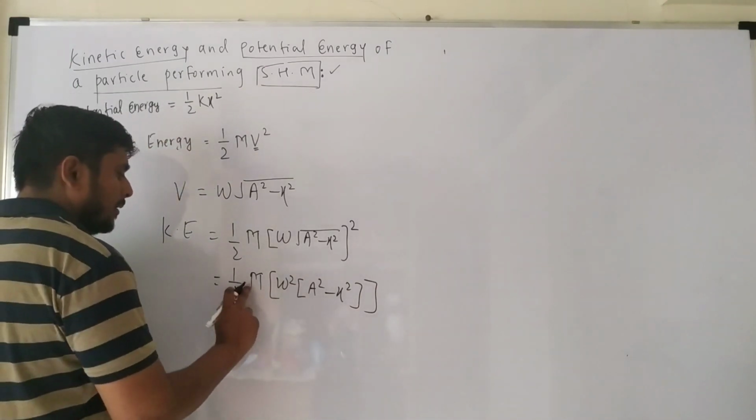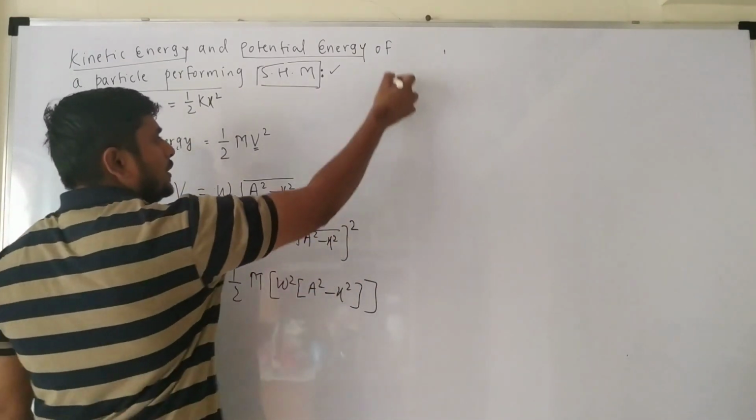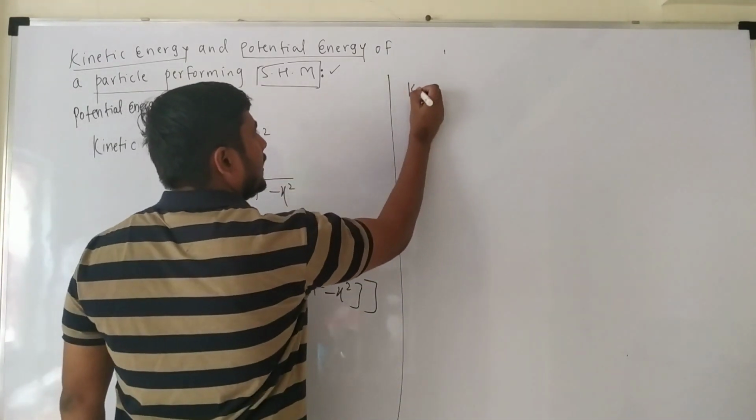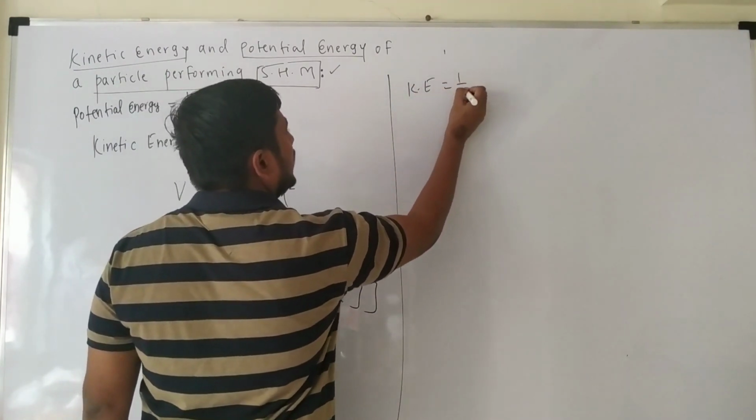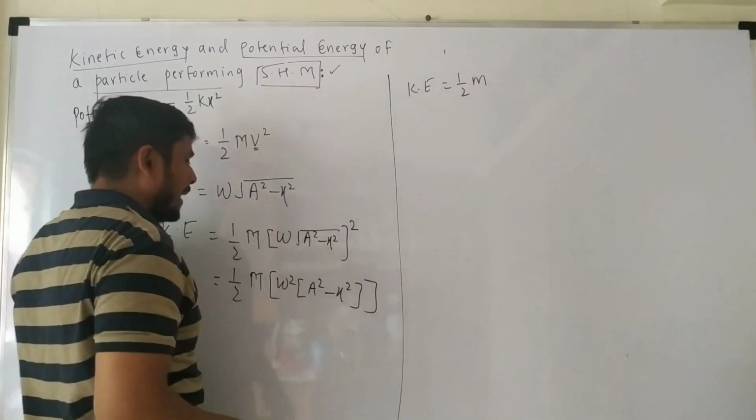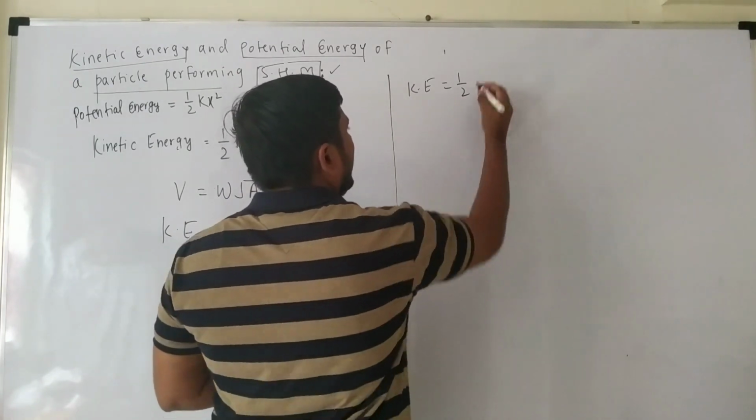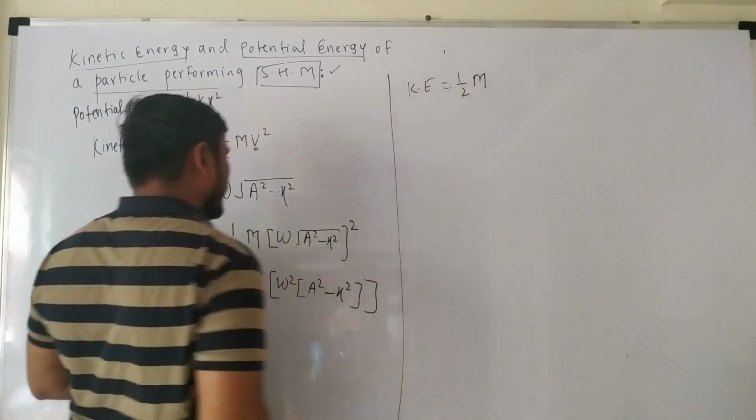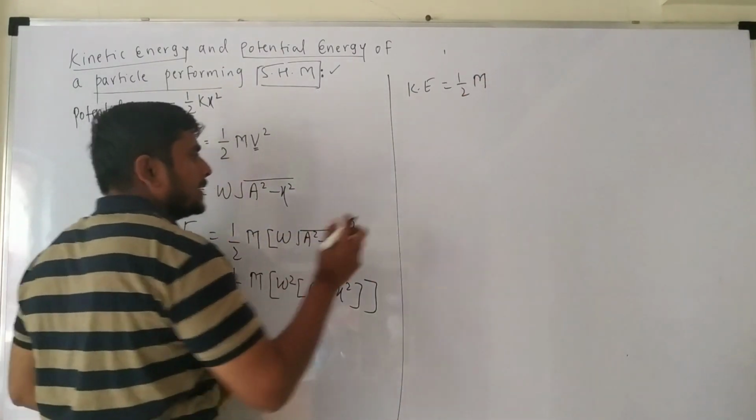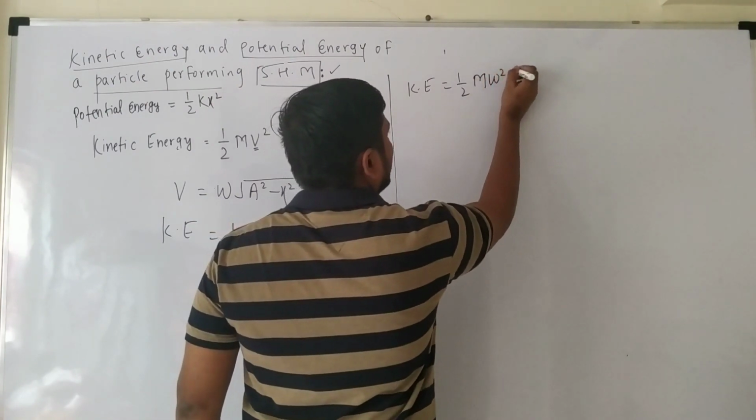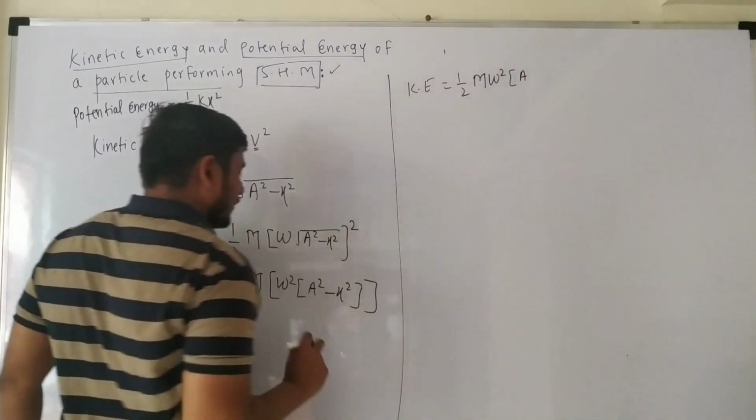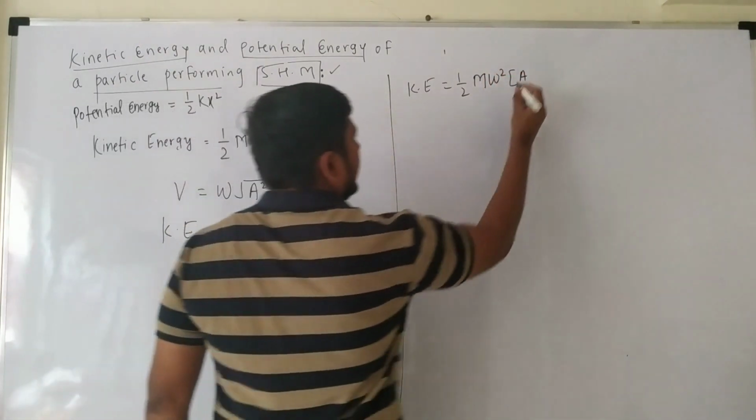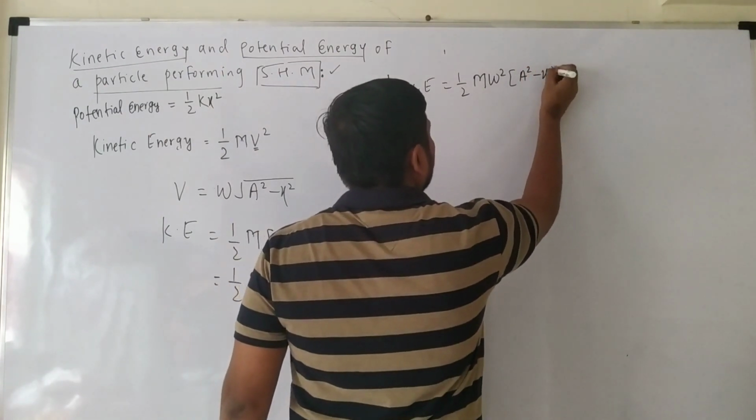Now take the 1/2 m inside. So what will we get in the next step? Kinetic energy will be equal to 1/2 capital M, small m you can take, capital M we already mentioned over there. So take capital M: 1/2 m omega square, and in the bracket what will remain? A square minus x square, right?